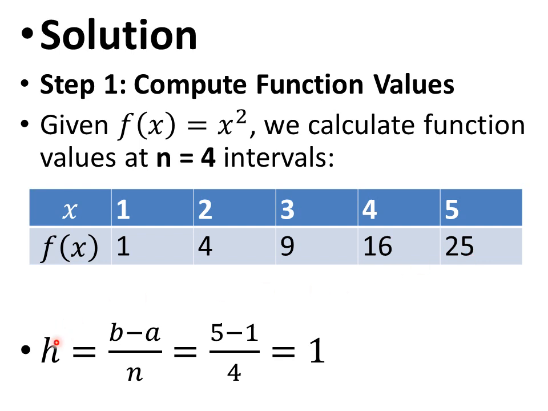Now h equal to (b minus a) upon n. Now a is given and the value of b is also given. N equal to 4 is given. Then we simplify, we get h equal to 1.